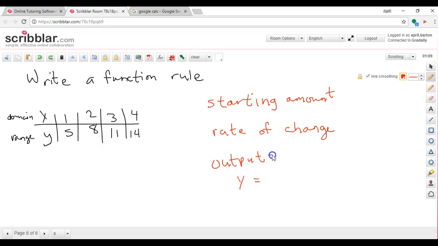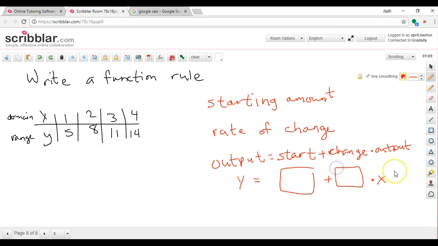So our output is going to equal that starting amount, which we have to find still, plus the rate of change, I'm just going to write change, times the input. So in this case, times x. We know the x, and our goal is to figure out what number do I put here, what number do I put here.